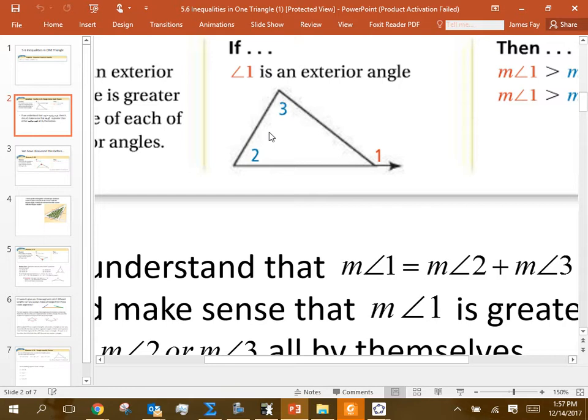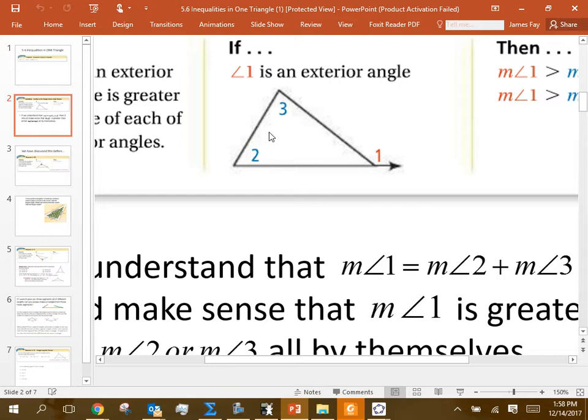Okay. Basically using this theorem, this geometry concept, and the algebraic property we just talked about, if I'm taking angle 2 plus angle 3 to get angle 1, doesn't that mean that angle 1 is going to be bigger than either angle 2 by itself or angle 3 by itself? Yeah. Does that make sense? Is that pretty easy, almost an elementary concept?